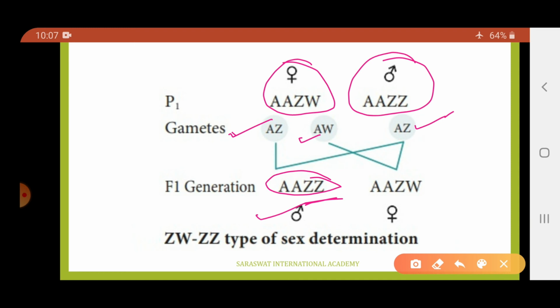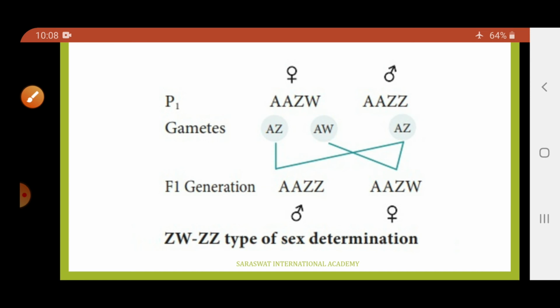It will develop into a male. But if an egg containing the W chromosome fuses with the sperm, then it will have the composition ZW and it will develop into a female. So that is the heterogametic female, where the male produces similar sex chromosomes and the female produces dissimilar ones. Basically, the males produce similar gametes and the females produce dissimilar gametes.